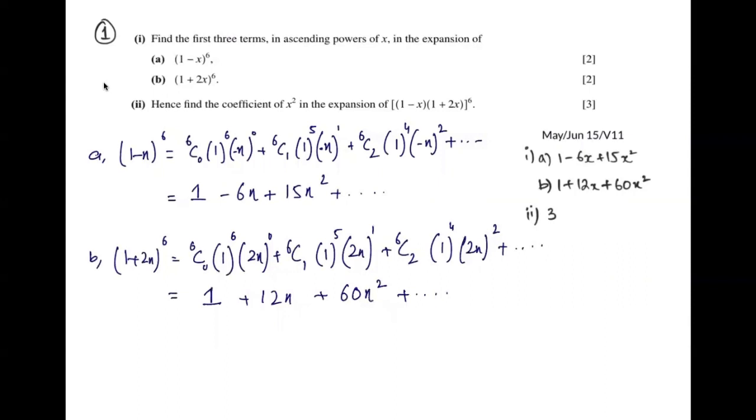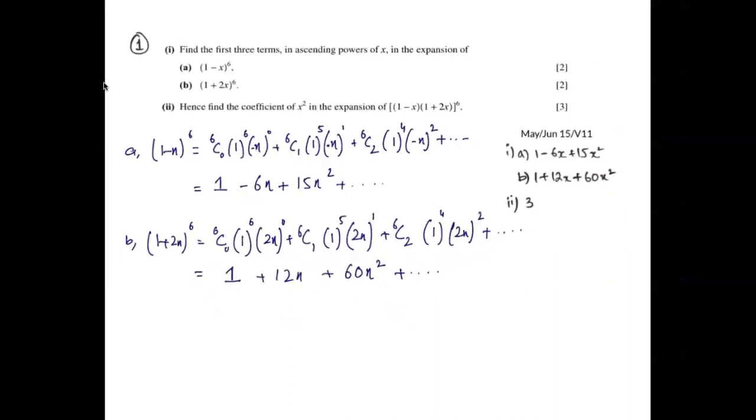Is everyone with me till these two steps? Yes, sir, I got both right. Okay. Now the second part says, hence. Whenever this command word is used, you have to use the answer from the previous parts. Hence, find the coefficient of x squared in the expansion of 1 minus x times 1 plus 2x to the power of 6.